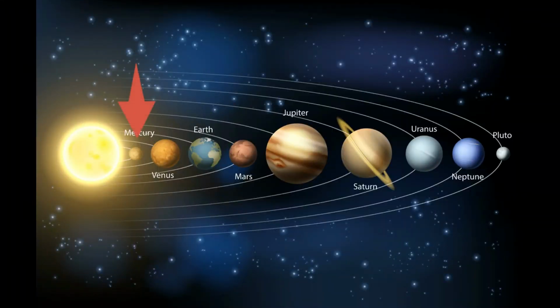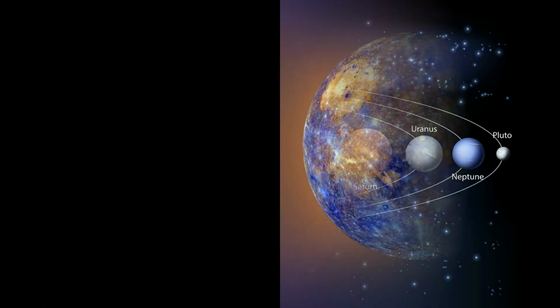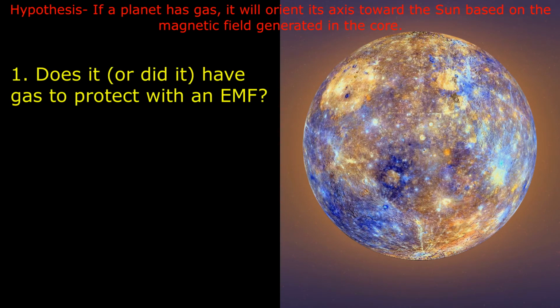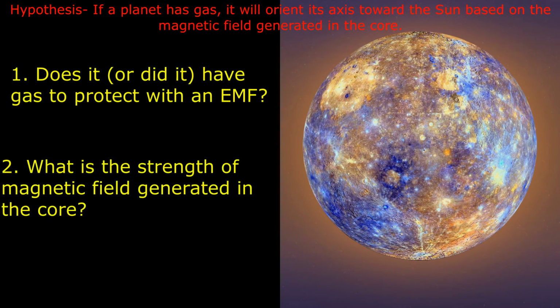We'll start with Mercury. It's the first planet. It's fun. It's tiny. All right, beautiful Mercury. Here we go. Does it or did it have gas to protect with an EMF? What is the strength of the magnetic field generated in the core? And what's the theorized axial tilt?